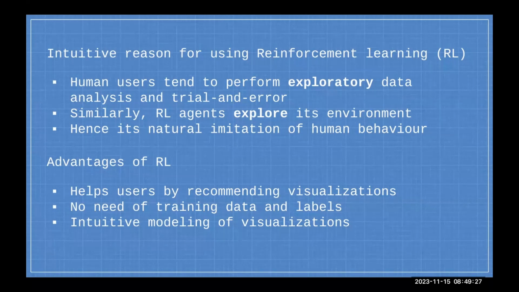RL agents also work in a similar way. They start with a state, which represents the current state of the data, and then take an action, which represents a modification to the dashboard. The agent then receives a reward, which indicates how well the dashboard is performing, and then transitions to a new state.